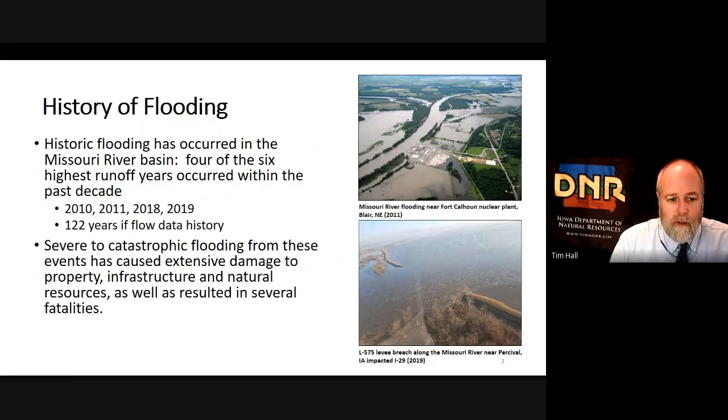And the catastrophic results of that flooding has been damage to property, damage to infrastructure, damage to natural resources, fatalities, property loss, just significant challenges resulting from the flooding. Here's a couple of photos near the Fort Calhoun plant in Blair, Nebraska, and in Percival, Iowa, from 2011 and 2019.